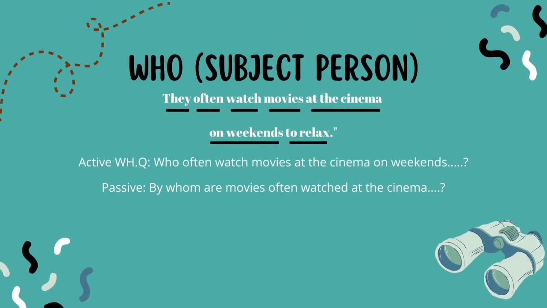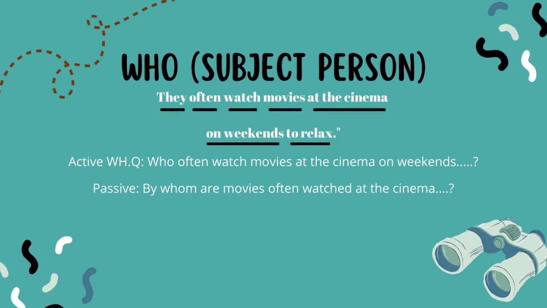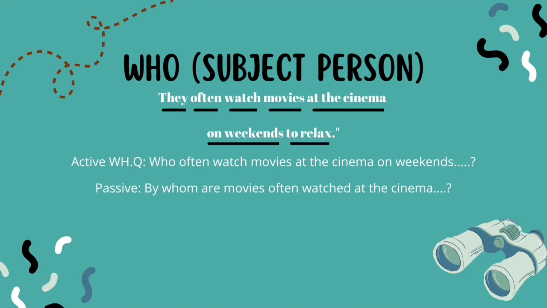There are 9 question words, or what-how questions, in this explanation which will be delivered later. Okay, first is who. It's used for asking subject person. And here I give a sentence that includes some what-how questions. They often watch movies at the cinema on weekends to relax.